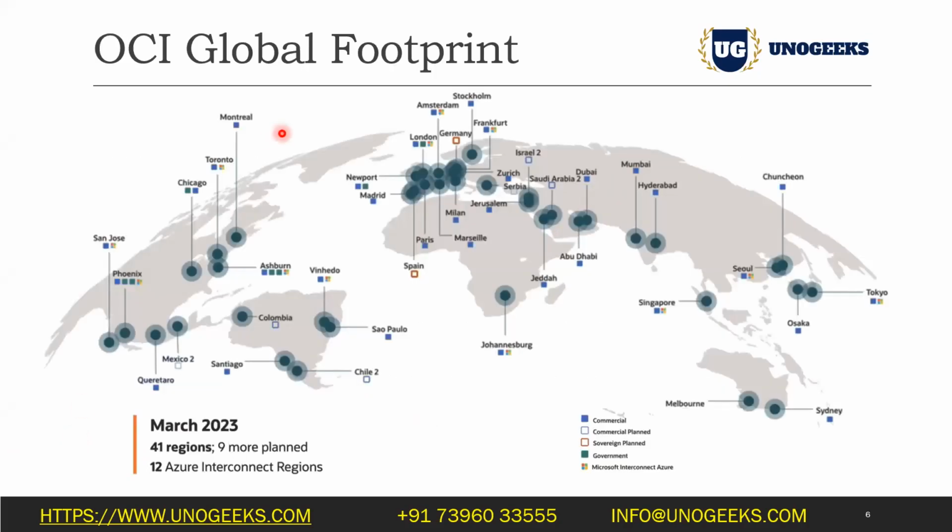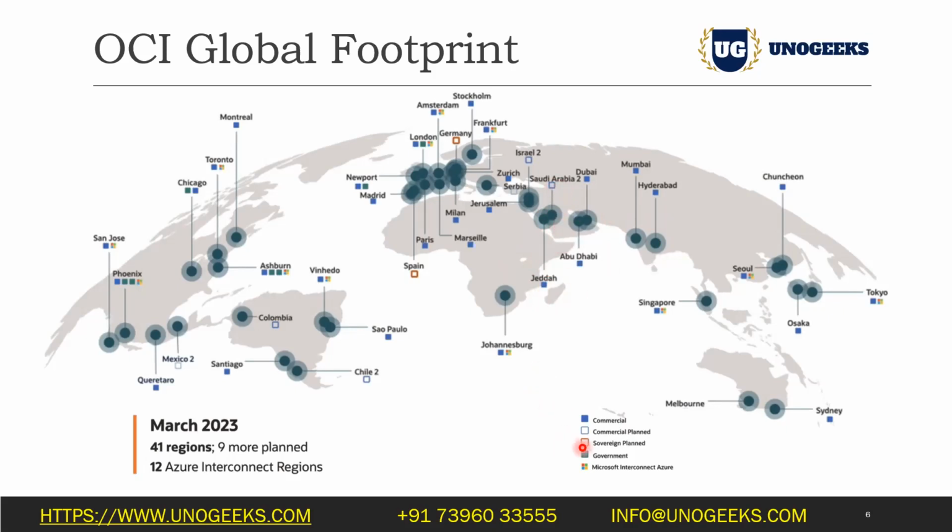So if you see the global footprint of OCI as of March 2023, you have 41 regions of OCI where the services are available. In some of these regions, you have Dubai, and in the Middle East you have Abu Dhabi. In India, you have Mumbai and Hyderabad. So these are the regions where Oracle has data centers, and you can use the services from these regions. And you have Saudi, one in Jeddah, and one coming up.